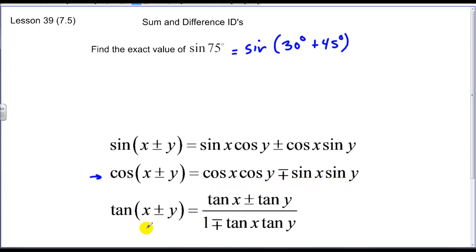Finally, tangent. You'll notice the correspondence is flipped in this case. Tangent of the first value plus tangent of the second value over 1 minus, there's the flipping correspondence, tangent of the first value times tangent of the second. Unfortunately, you're going to have to memorize these. Proving them is kind of a pain, and you wouldn't get much out of it anyways as far as being able to carry it forward, so I'm not going to show you that. So just know these sum and difference formulas and be able to apply them, and we'll go through and apply a lot of these concepts right now.